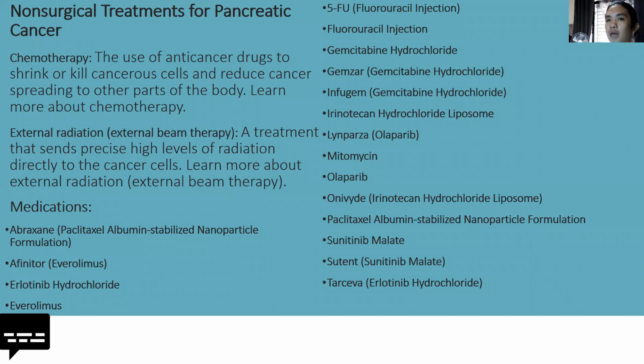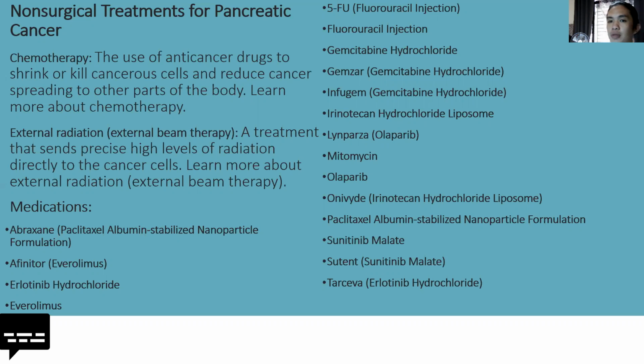Next one is the non-surgical treatments of pancreatic cancer. First one is chemotherapy: the use of anti-cancer drugs to shrink or kill cancerous cells and reduce cancer spreading to other parts of the body. Next one, external radiation: a treatment that sends precise high levels of radiation directly to the cancer cells.